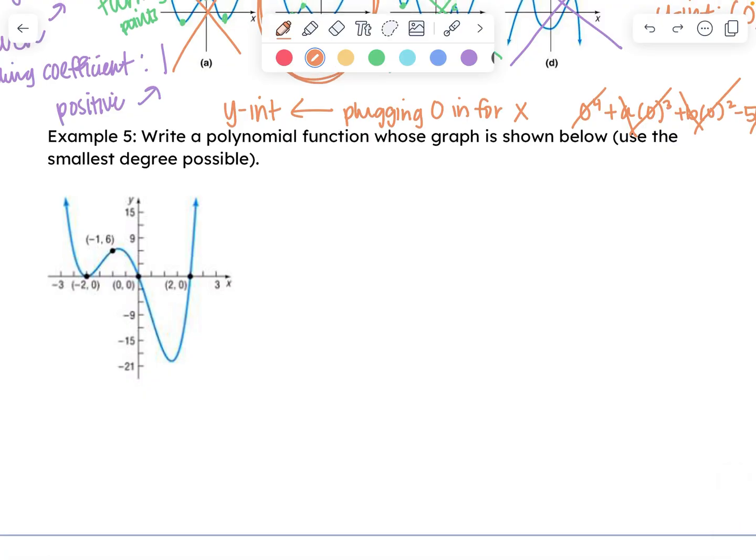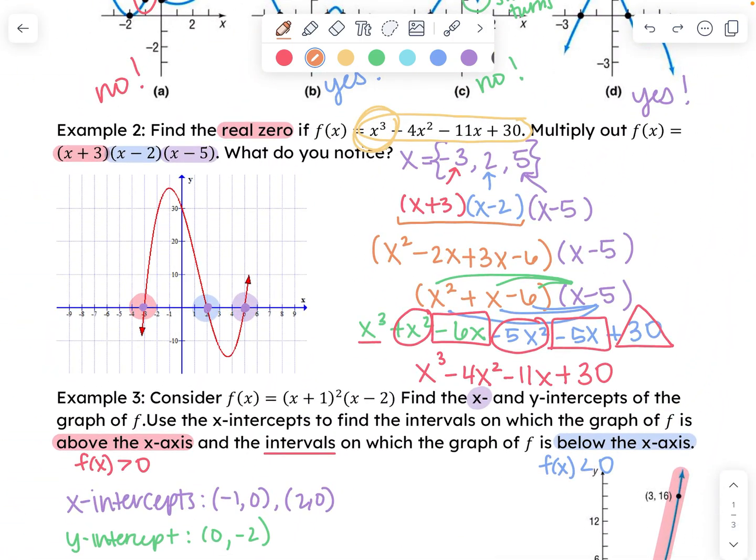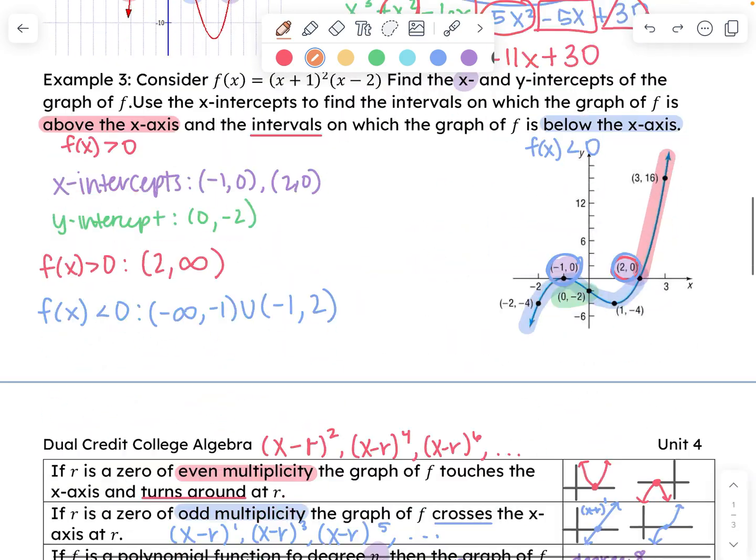Okay, now we're going to go the other way around. We're given a graph, and now we need to write the polynomial that goes with it. And that's kind of what we had up here with example 2. We're going to match our x-intercepts with some factors and see if we can get an equation.